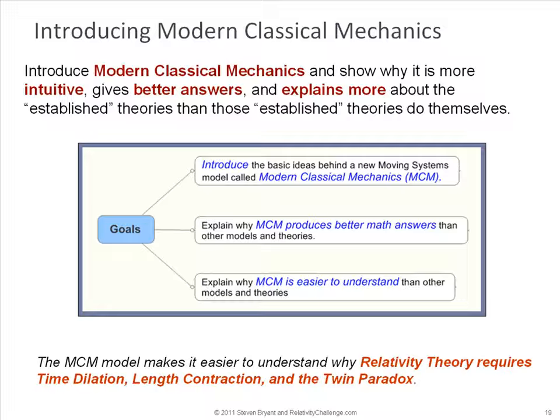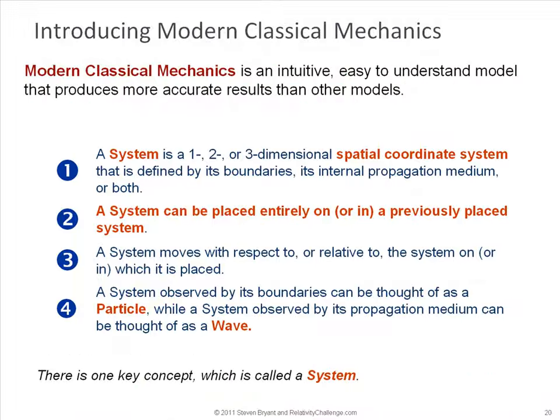Now, before I move on, I just want to say one thing about modern classical mechanics. In prior episodes and podcasts, you may have heard me talk about the model of complete and incomplete coordinate systems. So just think of modern classical mechanics as version 2 of that earlier model. The main idea behind classical mechanics is to make it intuitive. We're going to build on things that you're probably already familiar with. And the main concept is one of a system.